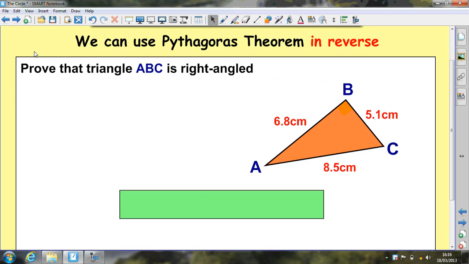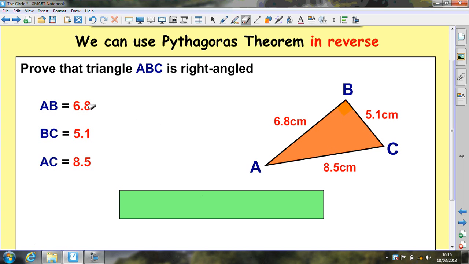Prove that triangle ABC is right angled. So the first thing we do is write down the lengths of all the sides. So AB is 6.8, BC is 5.1 over here, and finally AC is 8.5.